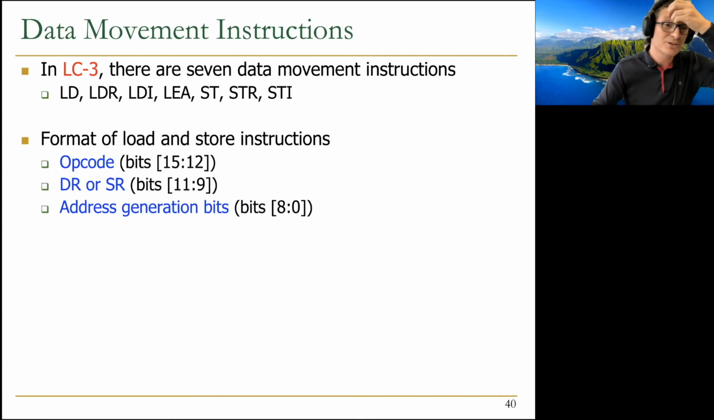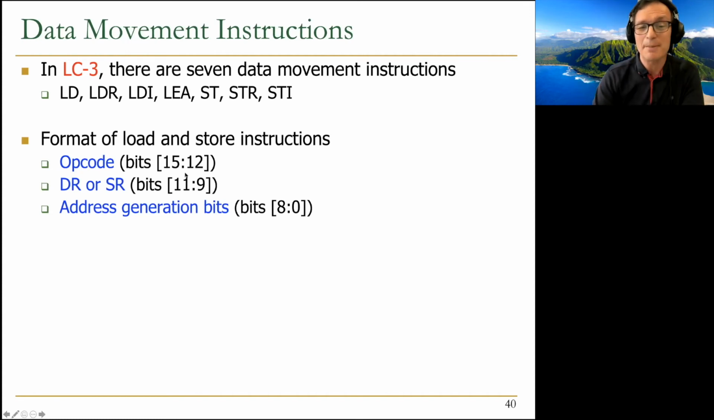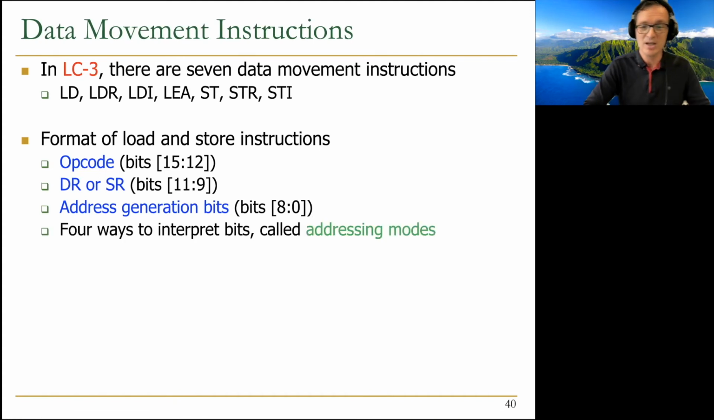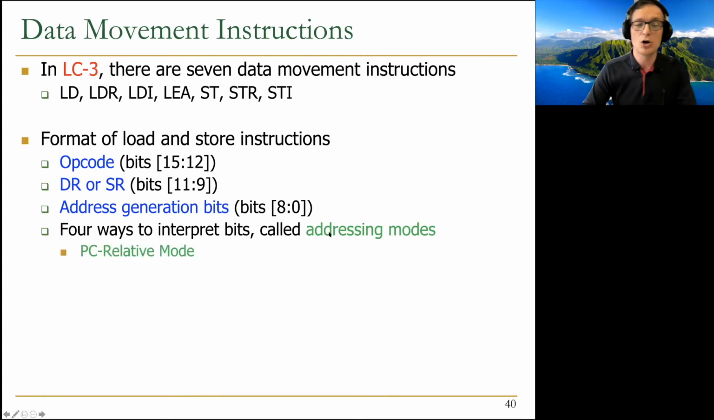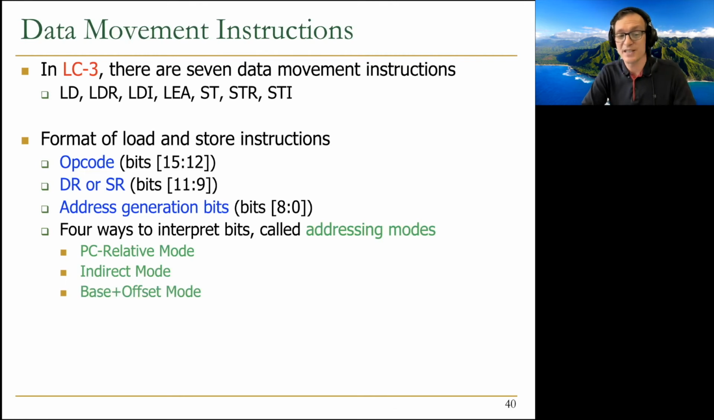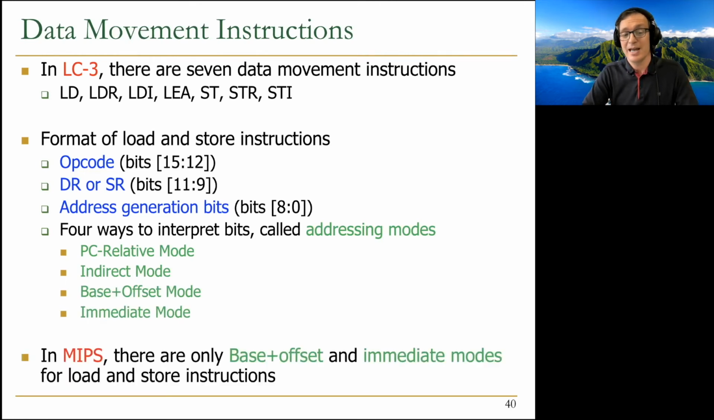And the format looks like this for load and store. You have the opcode always, destination register or source register specified by bits 11 through 9, and then the rest is address generation bits 8 through 0. And there are different ways of generating the address depending on the addressing mode. So there are 4 ways to interpret the address generation bits. These are called addressing modes. So PC relative mode, indirect mode, base plus offset mode, immediate mode, and we're going to look at each of them.